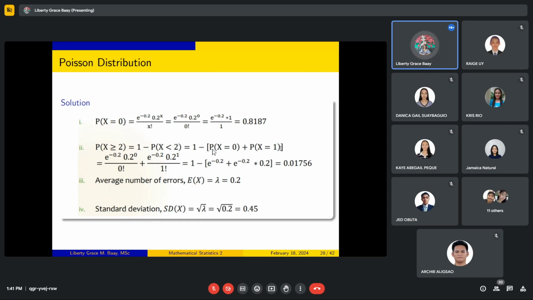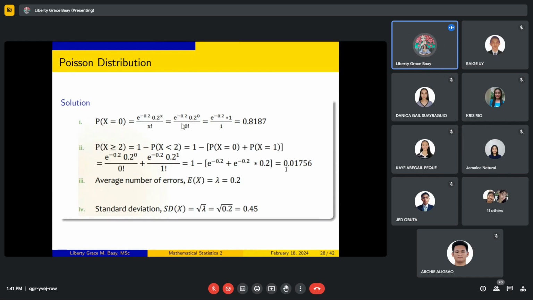So that's why this is equal to the probability of x equal to 0 plus the probability of x equal to 1, numbers less than 2. So 1 minus, we will also calculate this. The answer for this part is 0.8187. Then let's solve the probability when x is equal to 1.